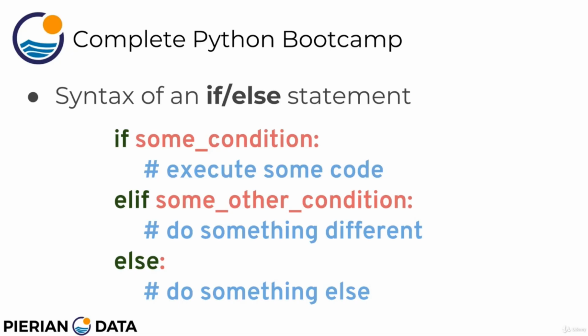If you want to check for multiple conditions before that else statement executes, you can have an elif statement. Basically you say if some condition, execute some code, elif some other condition, do something different. You can have as many of these elifs as you want, and then finally, all the way at the end, you can have an else statement to do something else.